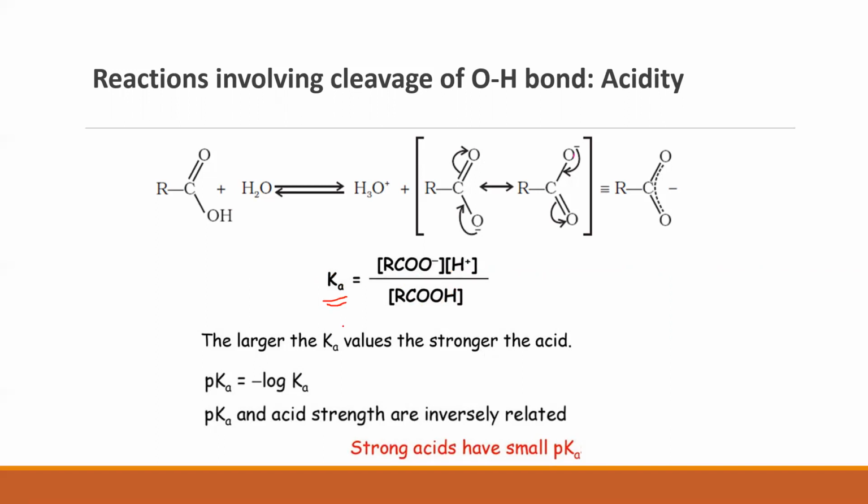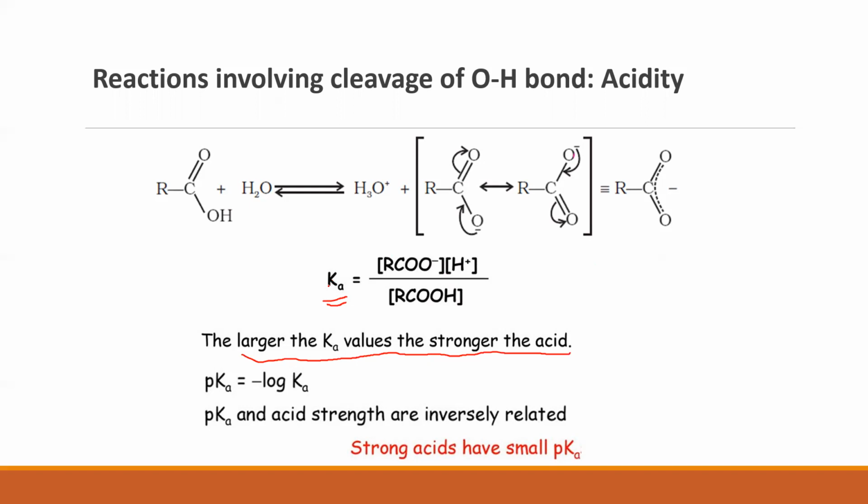Now why is this important? This is important because the Ka value will determine the strength of the acid. So different acids will have different Ka values. Depending upon the Ka values, we can indicate whether an acid is strong or mild or weak. Clear? So how do we do that? Larger the Ka value, stronger the acid. This is the logic that is employed.